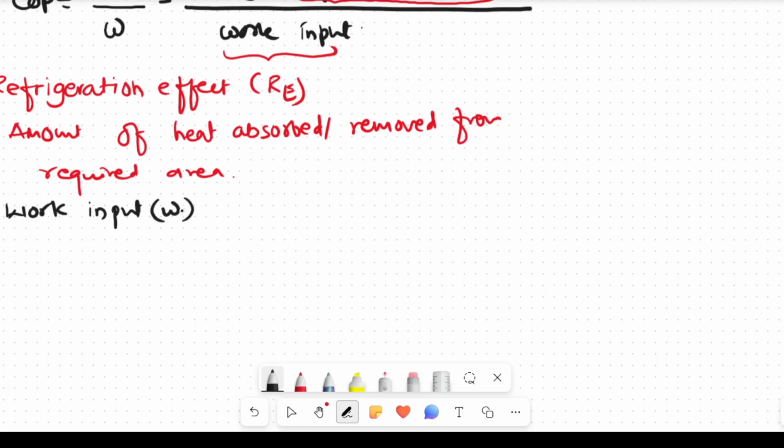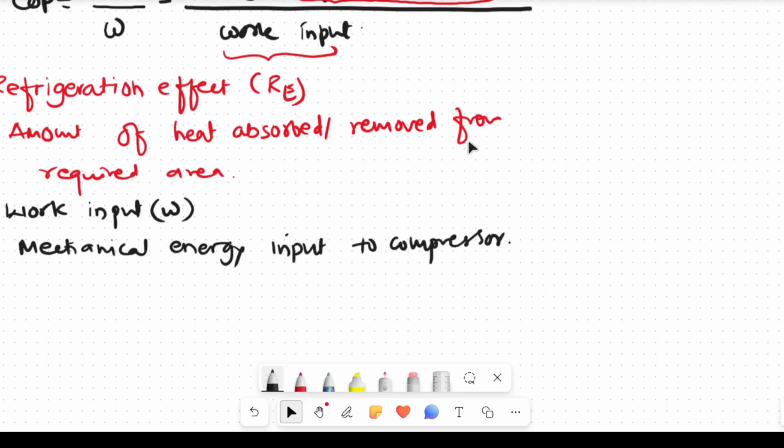Let us talk about the next term, which is called the work input, small w. Now, we know that when we are talking about the vapor compression refrigeration system, the work input is given to the compressor. So, mechanical energy input to the compressor can be called the work input.